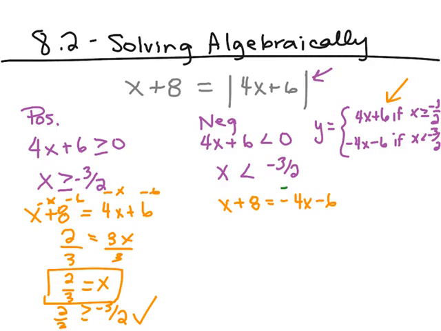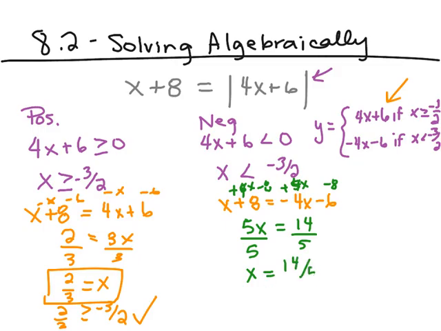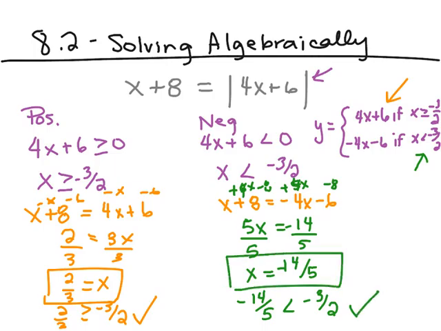For this one, we're going to add 5x and subtract 8. So we get 5x is equal to 14. Divide by 5, and x is equal to 14 over 5. Now we check to see if this is in our conditions. This is, of course, a negative, so negative 14 over 5 is less than negative 3 over 2. This is true, so this root also works. So our two answers are x equals 2/3 and x equals negative 14 over 5.